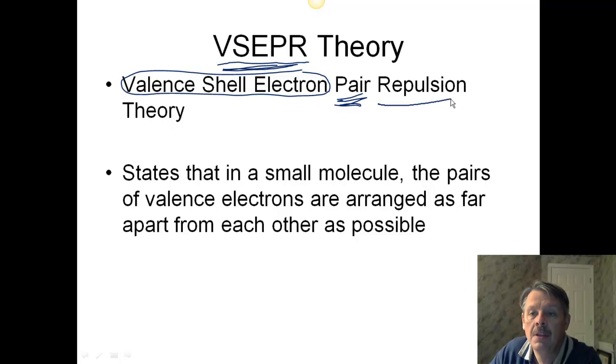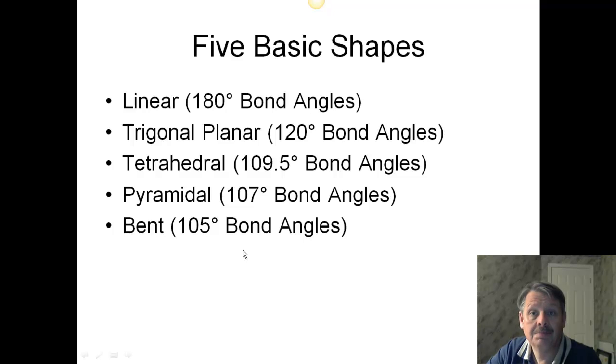bonded to something. And of course, electrons are all negative, so they all repel each other. So when you have pairs of electrons, they repel each other. That kind of makes sense. So that's what the valence shell electron pair repulsion theory is all about. Okay? And that's exactly what this says down here, that in a small molecule, the pairs of valence electrons are arranged as far apart from each other as they possibly can be.